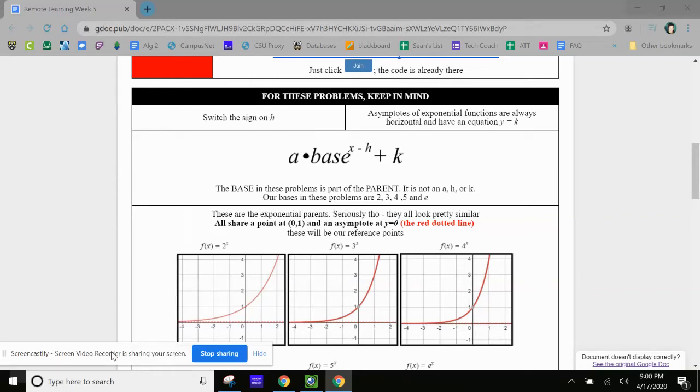Okay, let's dive in. We're going to talk about a, h, and k. I'm going to remind you of a couple things, and then you're going to see it within some problems that are exponential. So we're going to start by talking about this: a times the base to the power of x minus h, plus k.